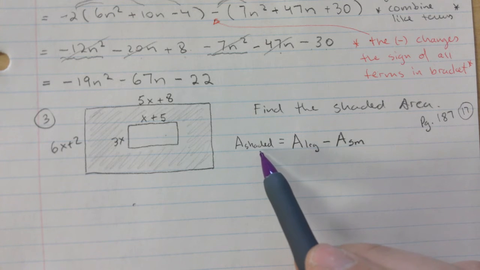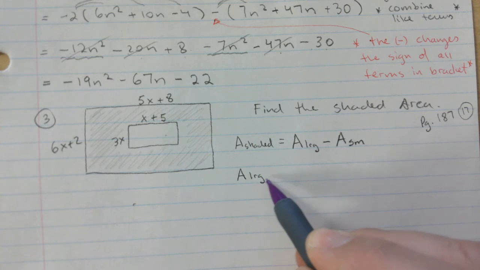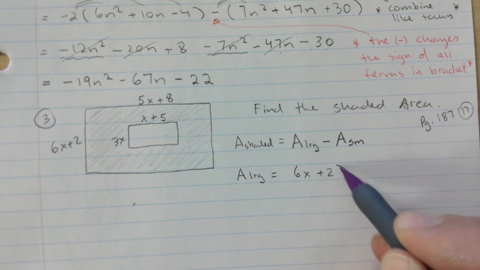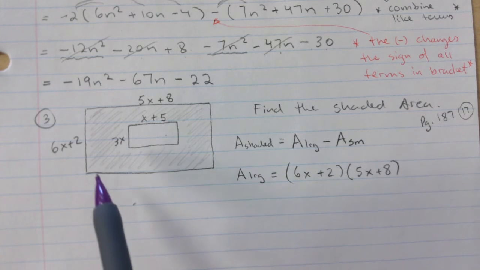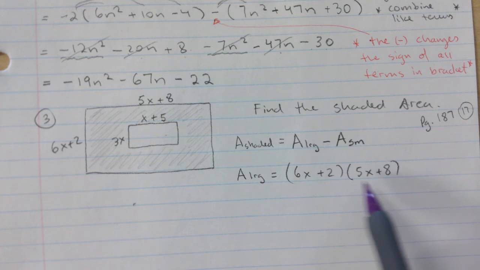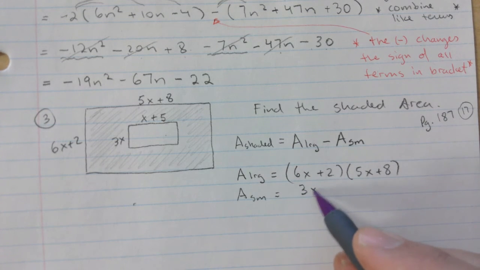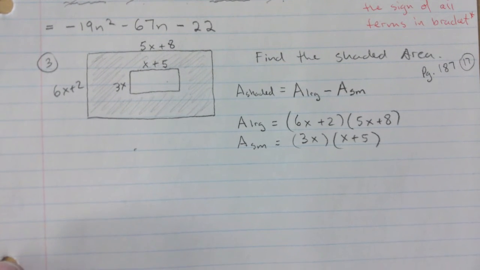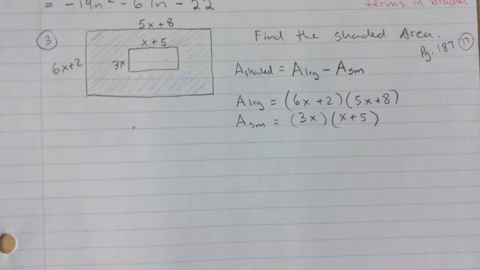So here we go. Area of shaded. I'm just going to rewrite this in terms of this. I'm going to say the area of the large for us is 6x plus 2 times 5x plus 8. If you multiply the length and the width, you get the area. And we did that. Area of small would be 3x times x plus 5. Does that make sense, what I'm doing? Yeah? Okay.